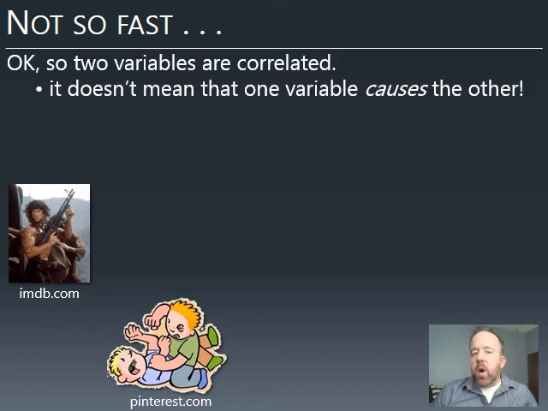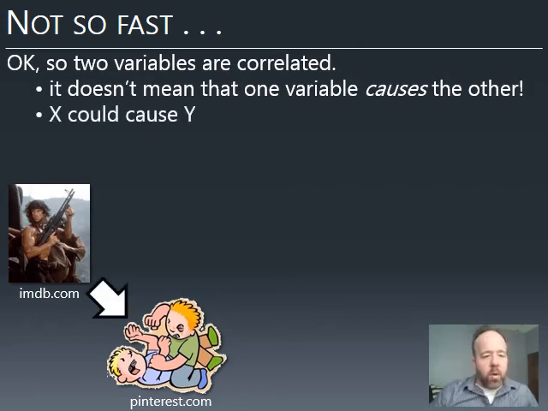It doesn't mean that one necessarily causes the other. And this is the origin of the phrase, correlation does not imply causation. So for example, X could cause Y. That is, watching violent movies and television might inspire children to exhibit aggressive or violent behaviors. Not an unreasonable hypothesis, but it's not for certain with just the data that we have so far.